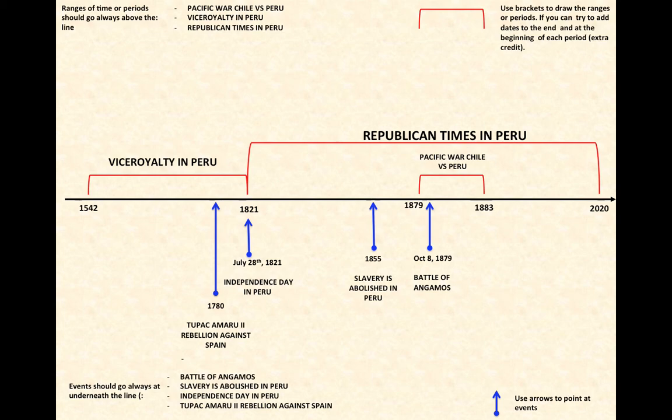And that's how you do it. Pretty simple. Ranges on the top, arrows at the bottom, organizing periods versus events. That's it.